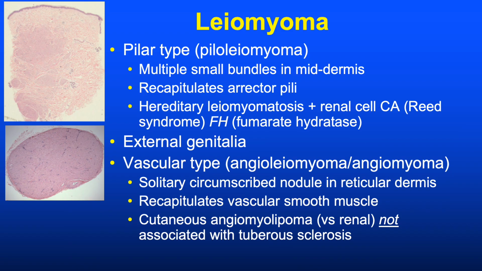Benign neoplasms of smooth muscle are designated leiomyoma, and in the skin there are essentially two major variants. So the pilar type, or piloleiomyoma, is centered in the mid-dermis, small bundles that essentially are recapitulating erector pili muscle. The external genitalia leiomyomas are distinctive, but we're skipping over those for now. The other distinctive type is the vascular or angioleiomyoma. This is present deep in the reticular dermis or superficial subcutis, and it recapitulates vascular smooth muscle.